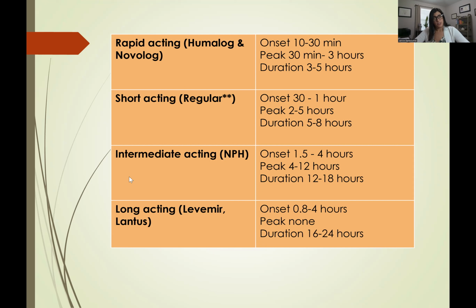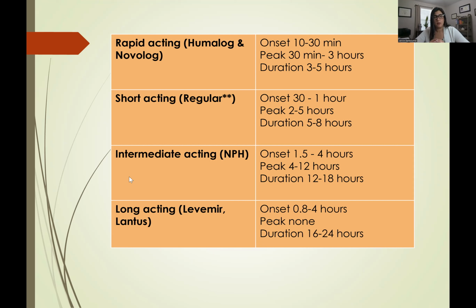I advise you to create this chart and memorize it. There's no magic way around it. There are some mnemonics that you can use, and I will provide those in my resources. But this is something you need to know for the exam, for NCLEX, and for the rest of your career. So just memorize it. Find a way to memorize these times and names.